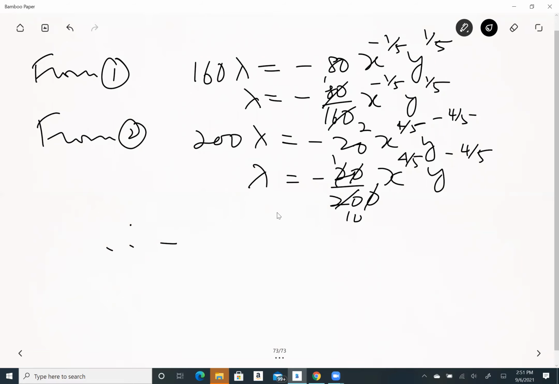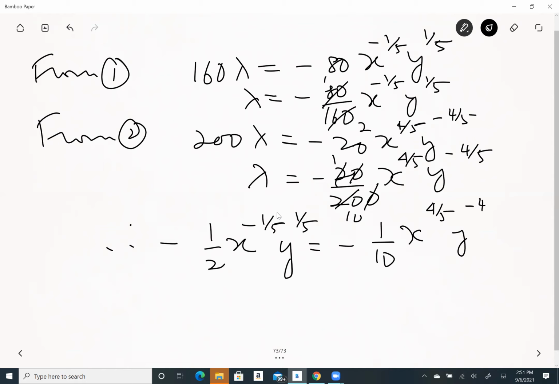So therefore, negative 1 over 2, x to the power of negative 1 over 5, y to the power of 1 over 5 is equal to negative 1 over 10, x to the power of 4 over 5, y to the power of negative 4 over 5. Negative, negative become positive. And then you bring the 2 to the other side, and you bring y to one side. Or you can bring the 10 to the left. So we will do that. So what do we get?